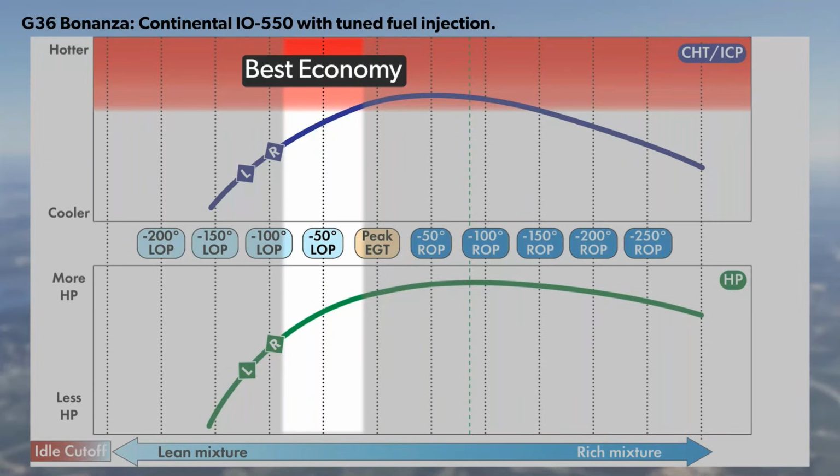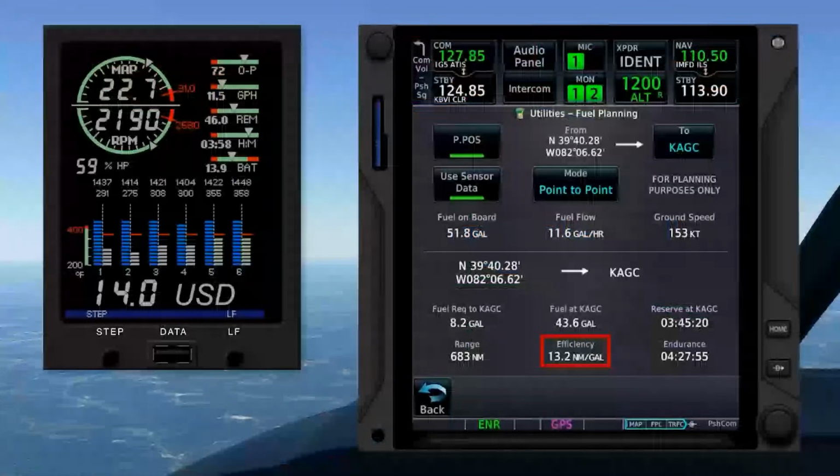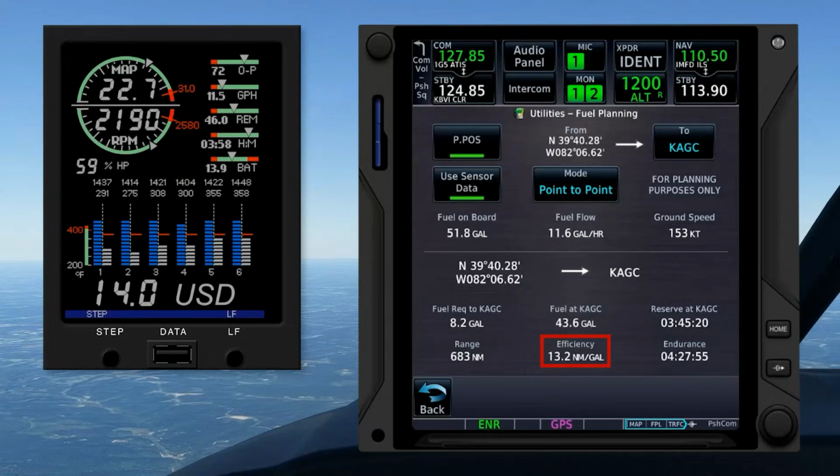But actually, a better way to do this is not to bother with EGT, but to use the data that you actually care about. If you care about economy, take a look at what sort of efficiency you're getting. If you have this data displayed on your engine monitor, if you have it connected to a GPS like we do in this case, you can read out directly what your miles per gallon is. And if you're trying to maximize miles per gallon for a given percent horsepower, this is where you want to do it. This is what you're actually trying to lean for.